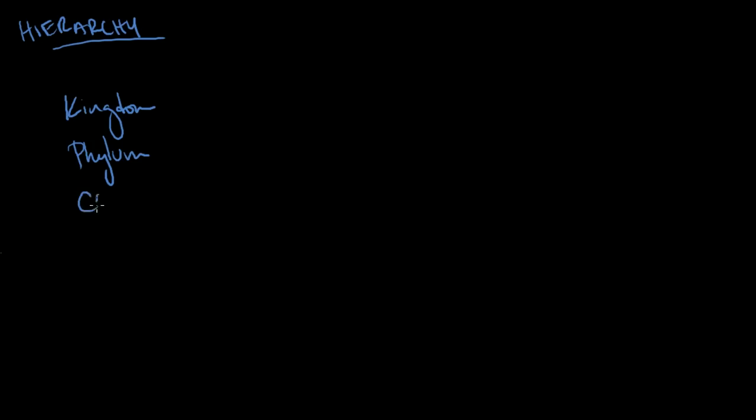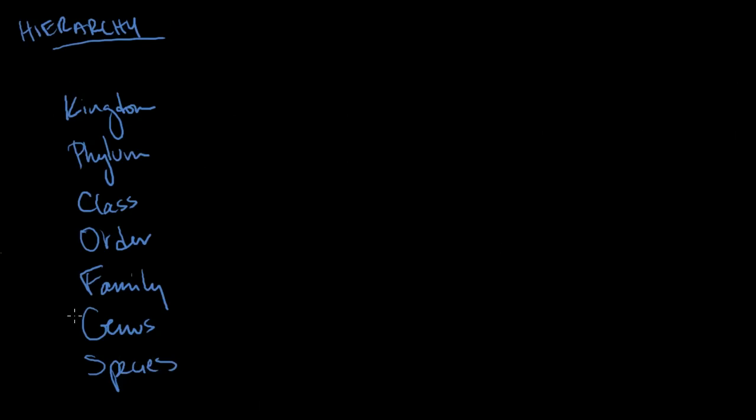Kingdom, phylum, class, order, family, genus, and species. So remember, the ones we were just talking about are those two. This is what Linnaeus used in giving that scientific, quote-unquote, Latin name to organisms so that every scientist around the world knows what organism we're talking about. So you have to know this order. You have to know kingdom, phylum, class, order, family, genus, species.